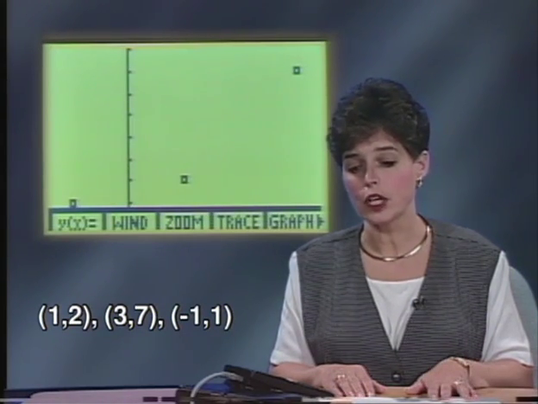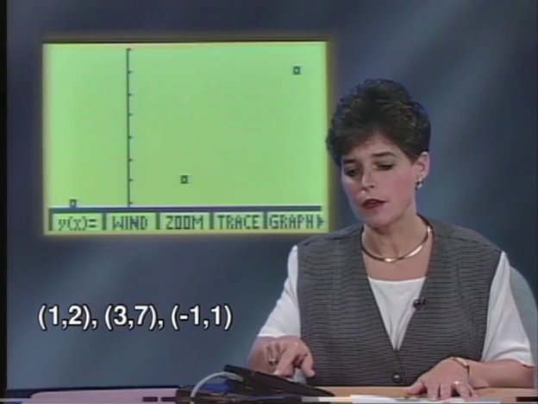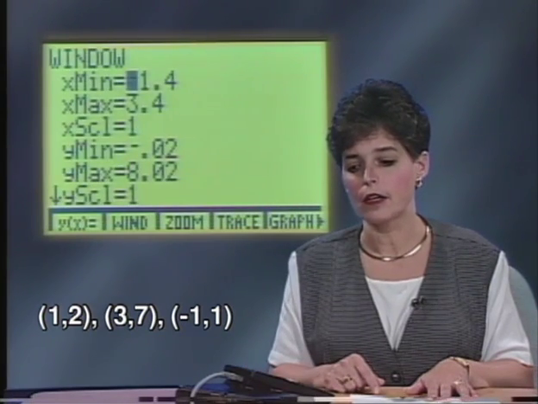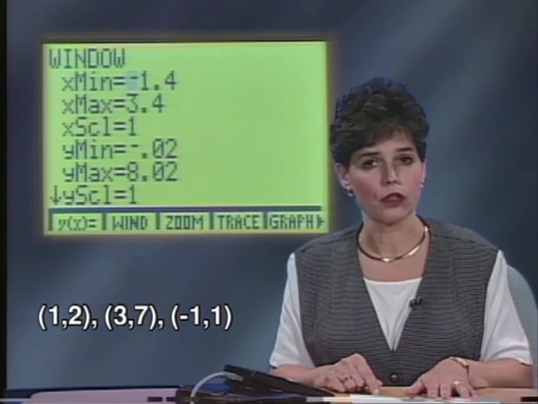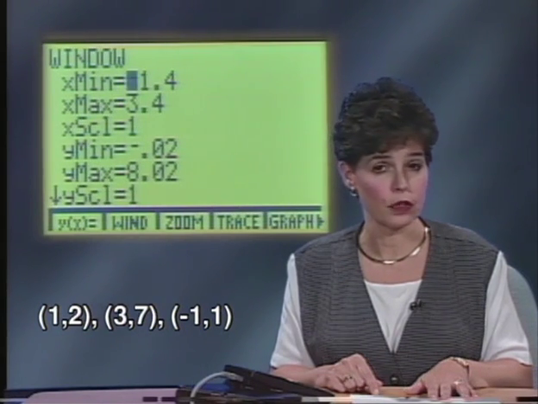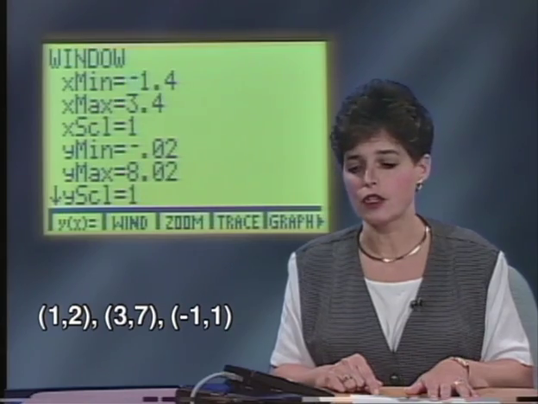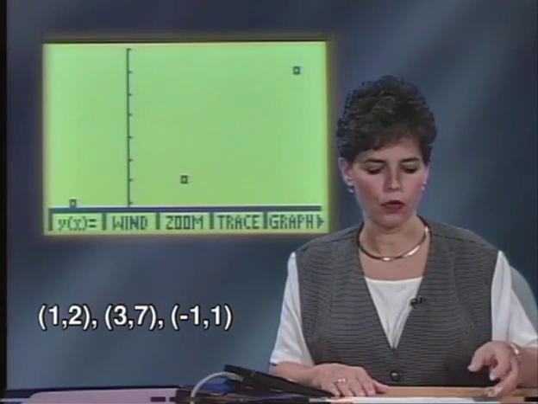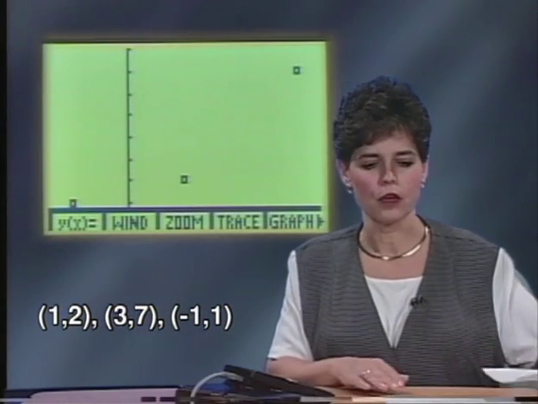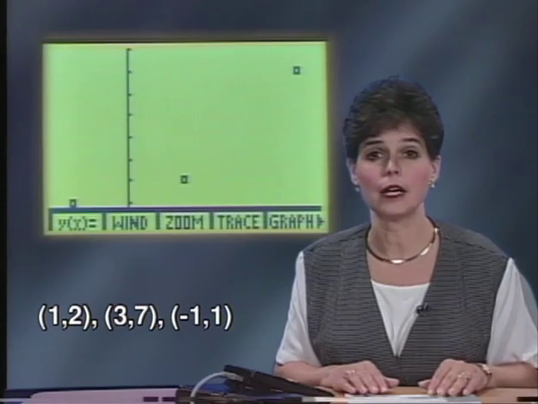Now I could go in and change my window if I'd like. See, if I press F2, that is how the calculator has decided to put the window in accordance with what my ordered pairs are, but I can certainly change it if I want to now. It's just a jumping off point. Let's go back to the graph. There are our ordered pairs, and at this point we're ready to actually work on getting the line that most closely fits them.